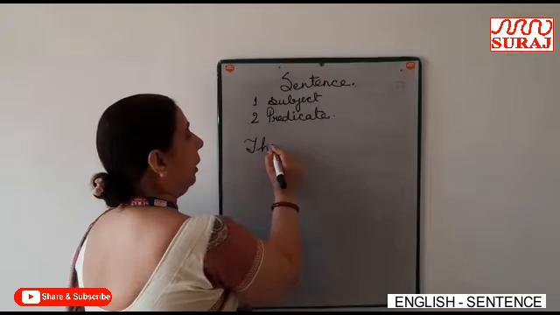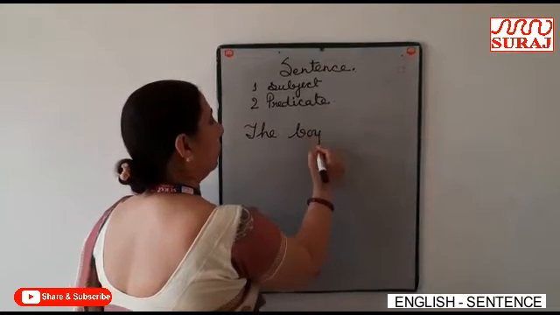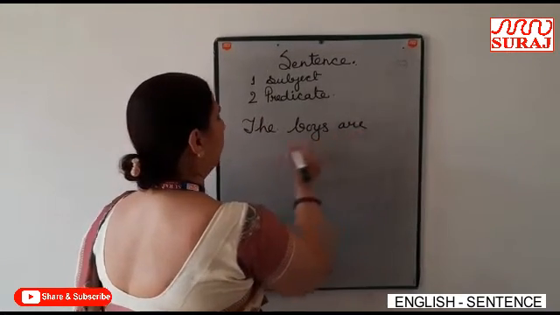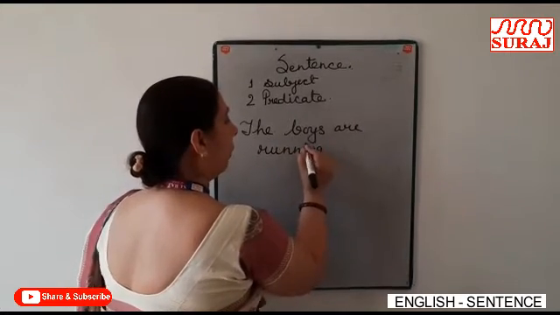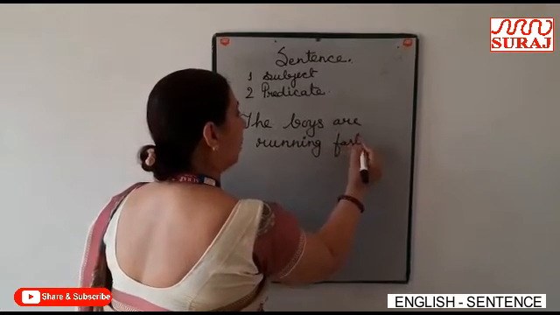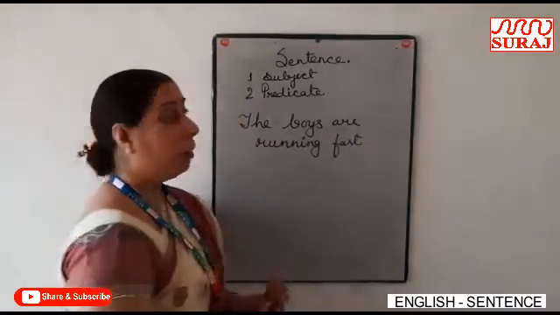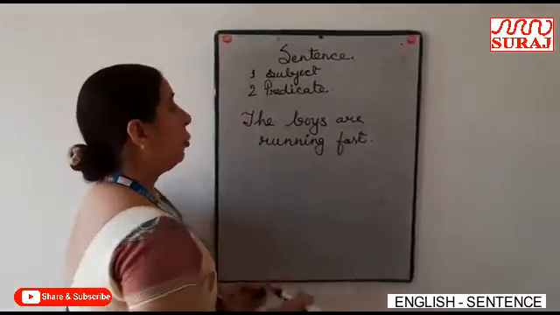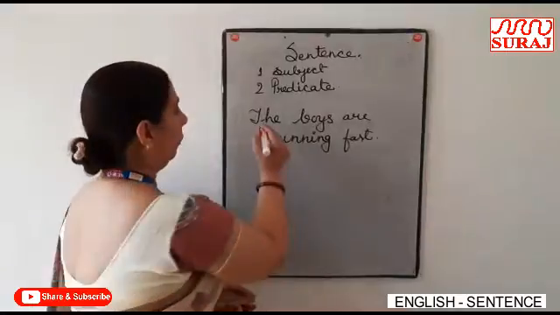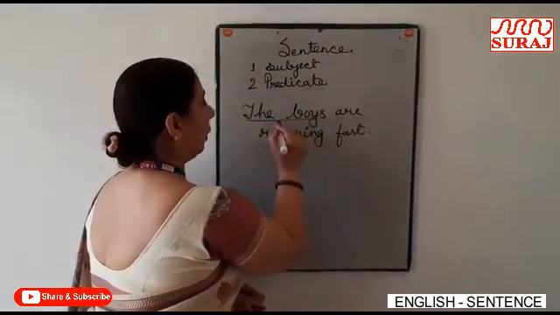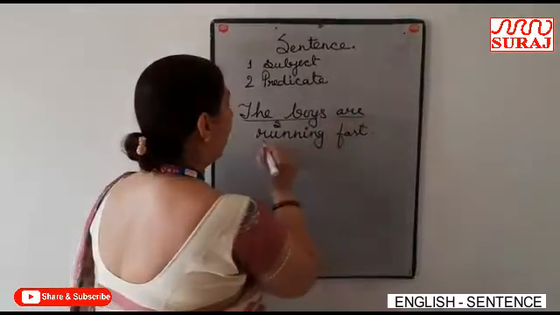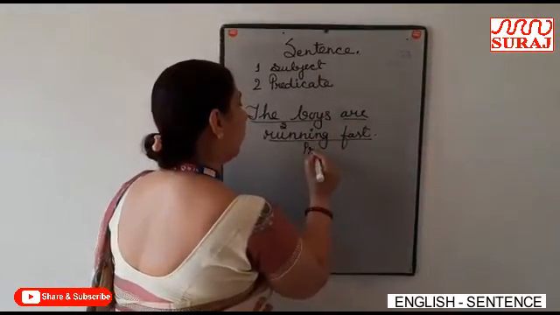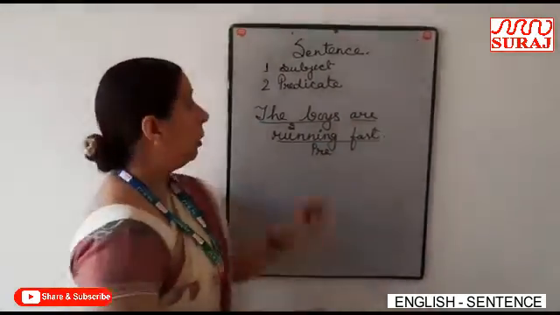Look at the example. The boys are running fast. To whom are we talking about? The boys. This one is subject. And what are we talking about? Are running fast. This one is predicate.